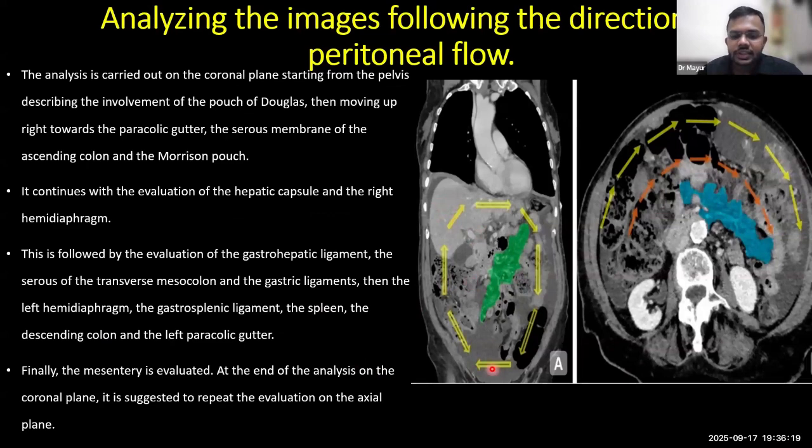On coronal images, start from the pelvis. Inspect the paracolic gutter. Look at the ascending colon, the hepatic capsule, right subdiaphragmatic region, the transverse colon, gastrohepatic and gastrosplenic ligaments, left subdiaphragmatic region, perisplenic region, the descending colon, paracolic gutters, again see the pelvis, and then finally look at the mesentery. A similar approach can then be followed on axial sections.